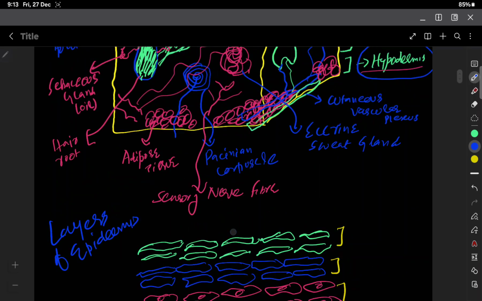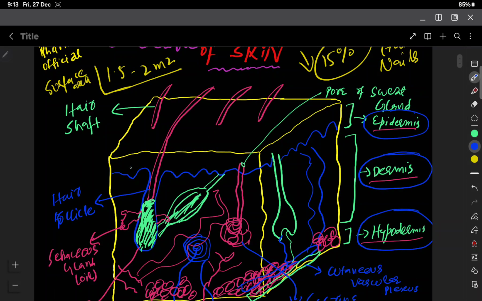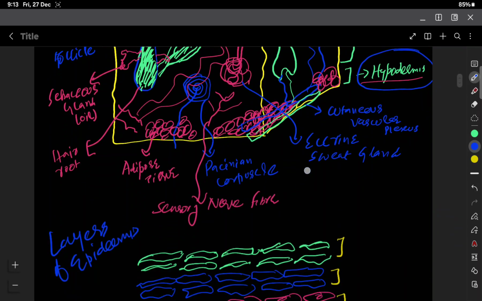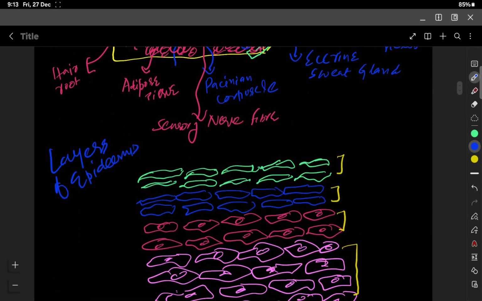You can see from the diagram, this whole part is called the epidermis. It is the superficial layer, which contains the shaft of the hair, and it can also contain the pores of the sweat glands. Now this epidermis has different layers as per the shape of the keratinocytes.